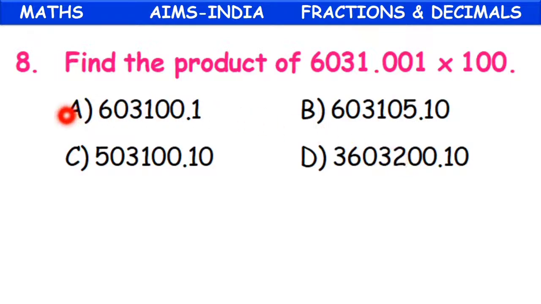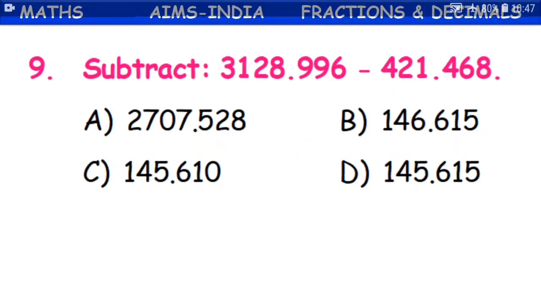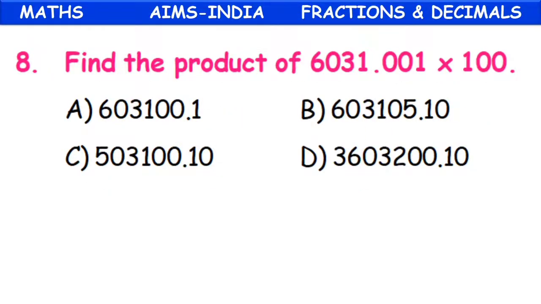Next, question 8. Find the product of 6031.001 into 100. Now what are they saying here? We are having two decimal numbers which we have to multiply and find out the answer. We have not dealt with multiplication of decimal numbers. 6031.001 multiplied by 100.